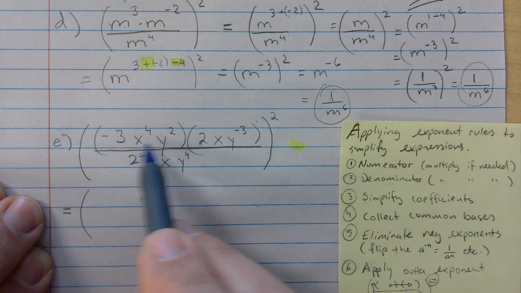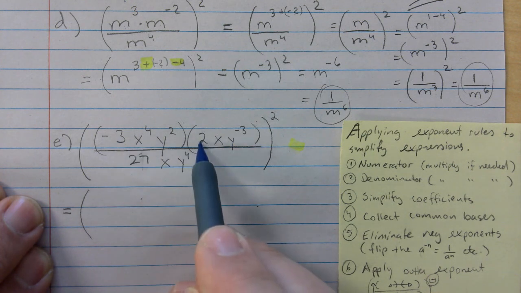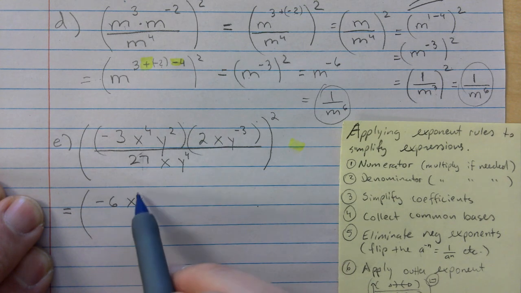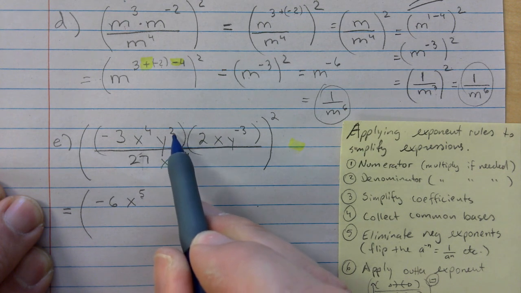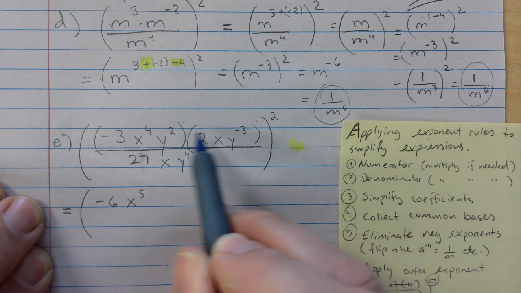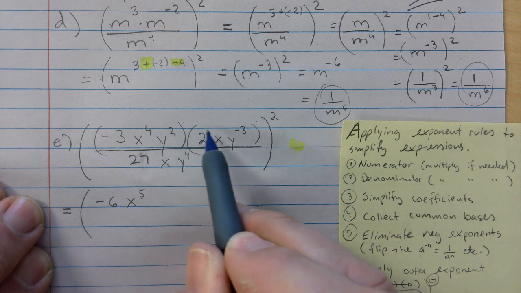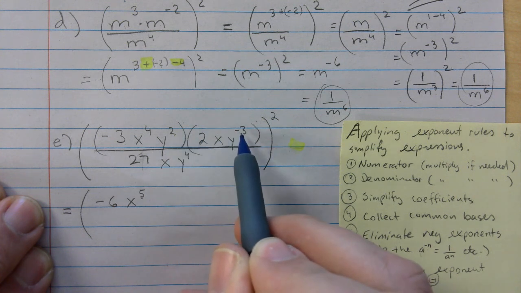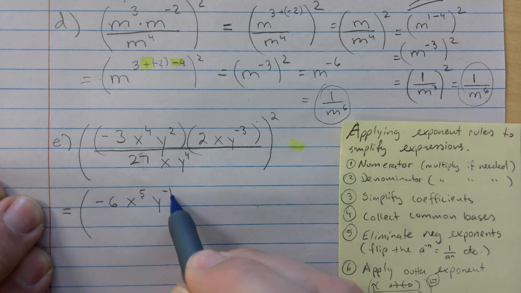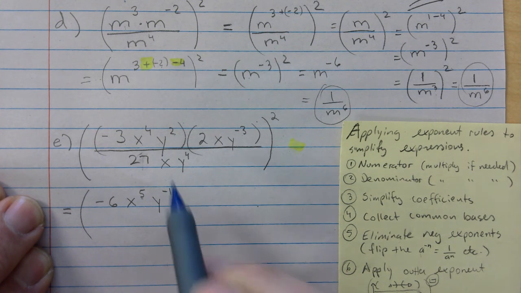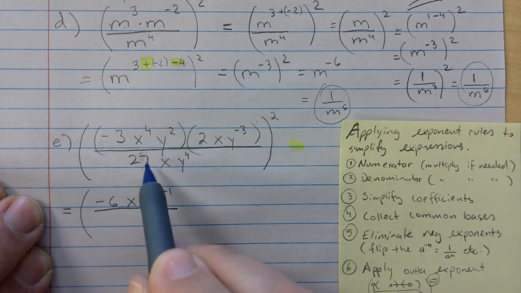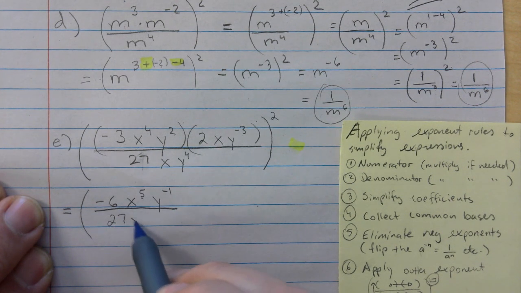So I can just multiply across like this. Negative 3 times 2 is negative 6. x to the 4 and x is x to the 5. y to the 2 plus negative 3, because they're multiplying this way, you're adding the exponents: 2 plus negative 3 would really give you a negative 1. So you've cleaned this up to just this. That's beautiful. And then you have 27, x, y to the 4.